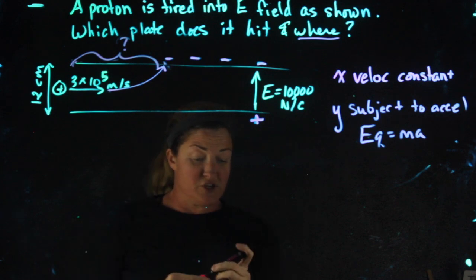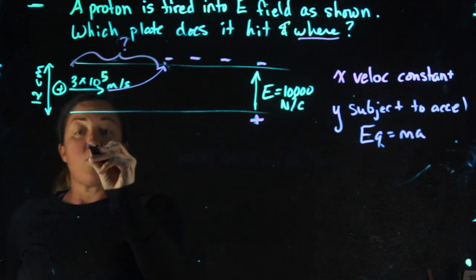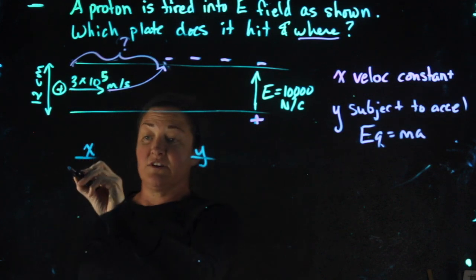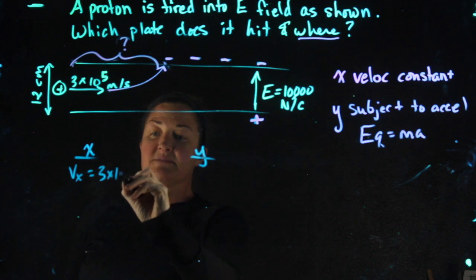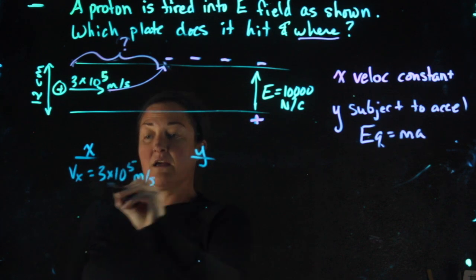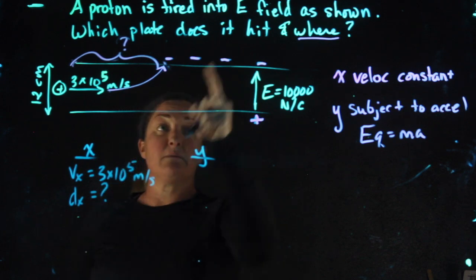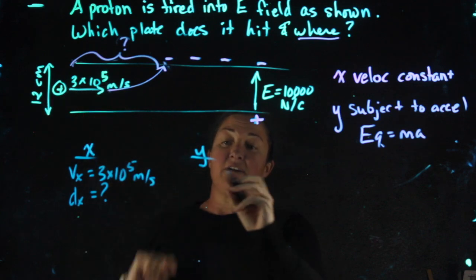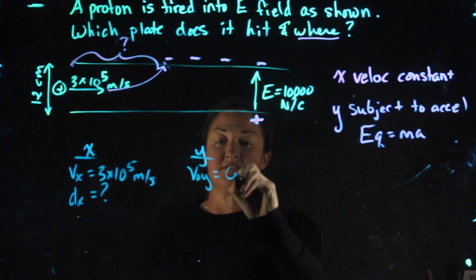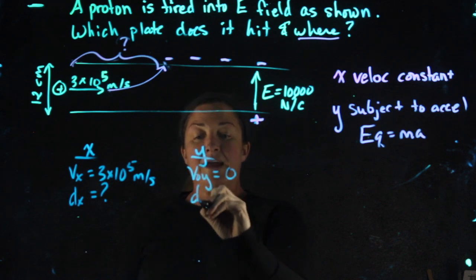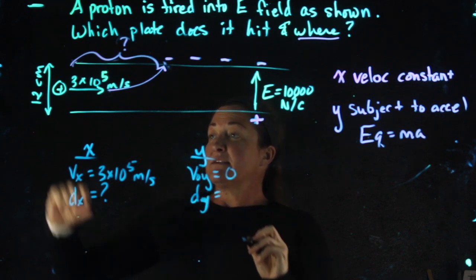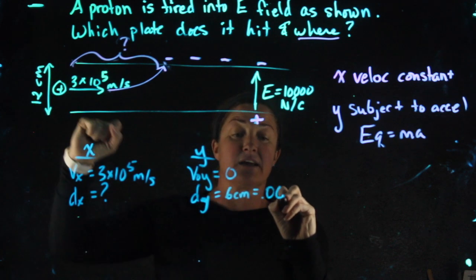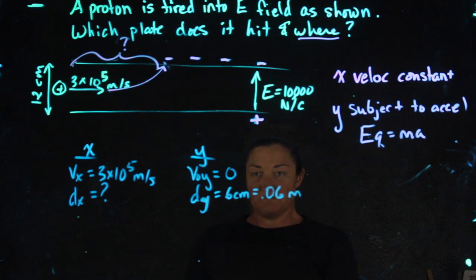I'm going to take an approach similar to projectile motion, where I'm going to separate my motion into x and y motion. I know the x velocity to be 3 times 10 to the 5th meters per second. The x displacement is exactly what I'm looking for in this problem. For the y, initially it's only moving in the x direction, so we use a v initial y of 0. My y displacement is going to be half of these 12 centimeters, which is 6 centimeters, but I need to convert that to meters, 0.06 meters.